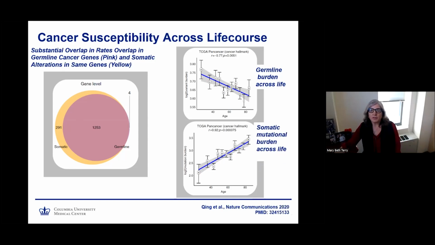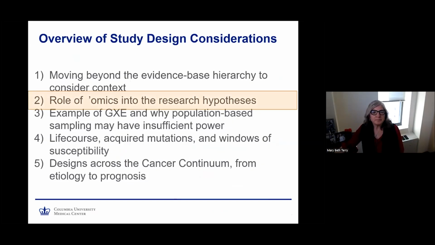This reality calls for much greater attention to study design and moving beyond this hierarchy of evidence-based medicine. Specifically, if there are questions about germline variants, these studies should be conducted earlier in life, and studies recruiting older individuals need to think more about acquired mutational burden. Conducting studies of germline variants in older individuals without factoring in other susceptibility could lead to biased results.